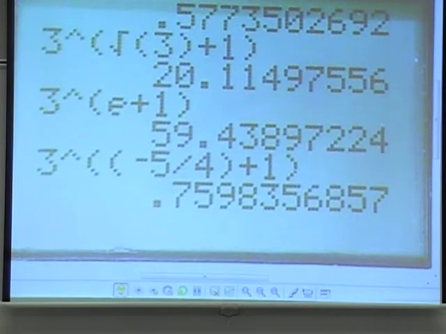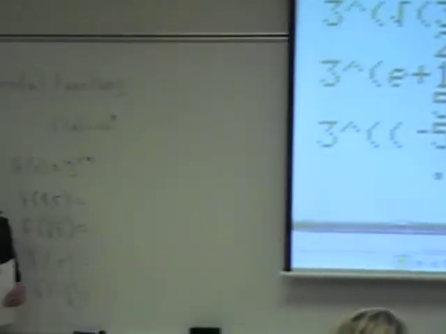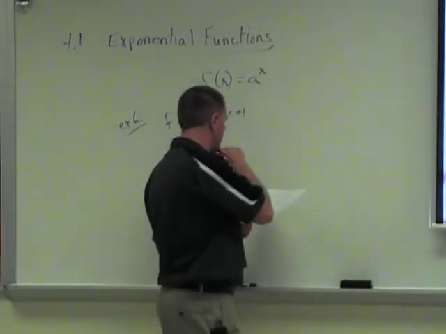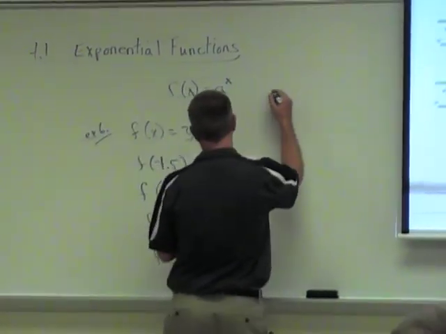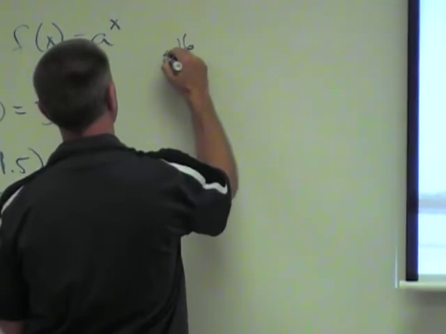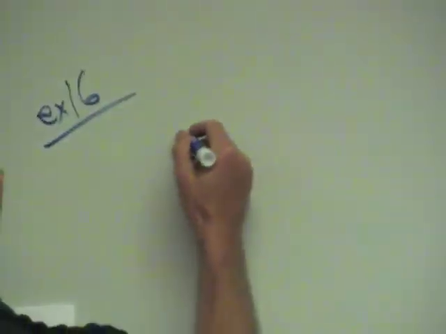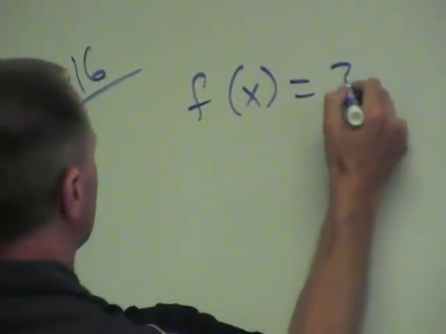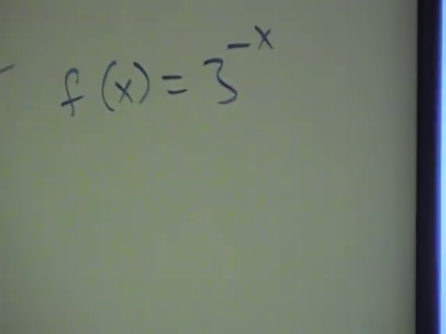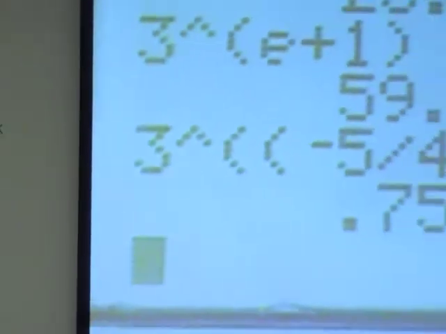Alright, so this is just to show you how to put it in your calculator. Next thing, I want you to graph this. This is number 16. f of x equals 3 to the negative x. Everybody graph that. 3 to the negative x.